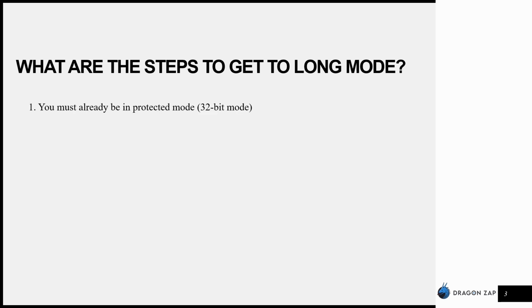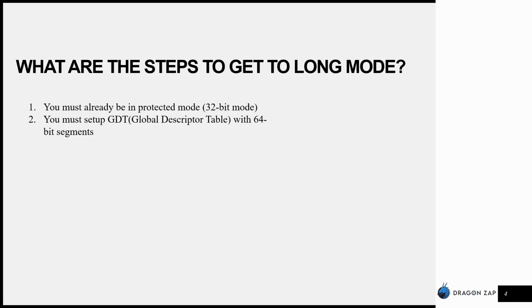The first step is you must already be in protected mode, the 32-bit mode. Now we did that on the part 1 course, as you're fully aware. We're already in protected mode, so that step's done. The second step is that you need to set up a new global descriptor table that contains 64-bit segments. Now you already set up a 32-bit global descriptor table on the part 1 course. It's really not that much different, so you will have no problem with that. You just follow what I do in the next lecture and you'll have no problem. You should understand it quite well.